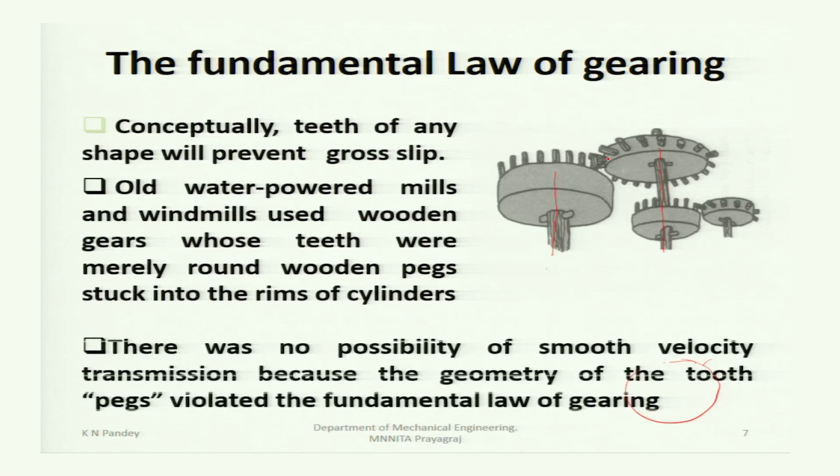But the drawback was that there was no possibility of smooth velocity transmission, because the geometry of the tooth pegs violated the fundamental law of gearing. In this case, the fundamental law of gearing was not satisfied, and so it was not possible to get the same velocity ratio every time.